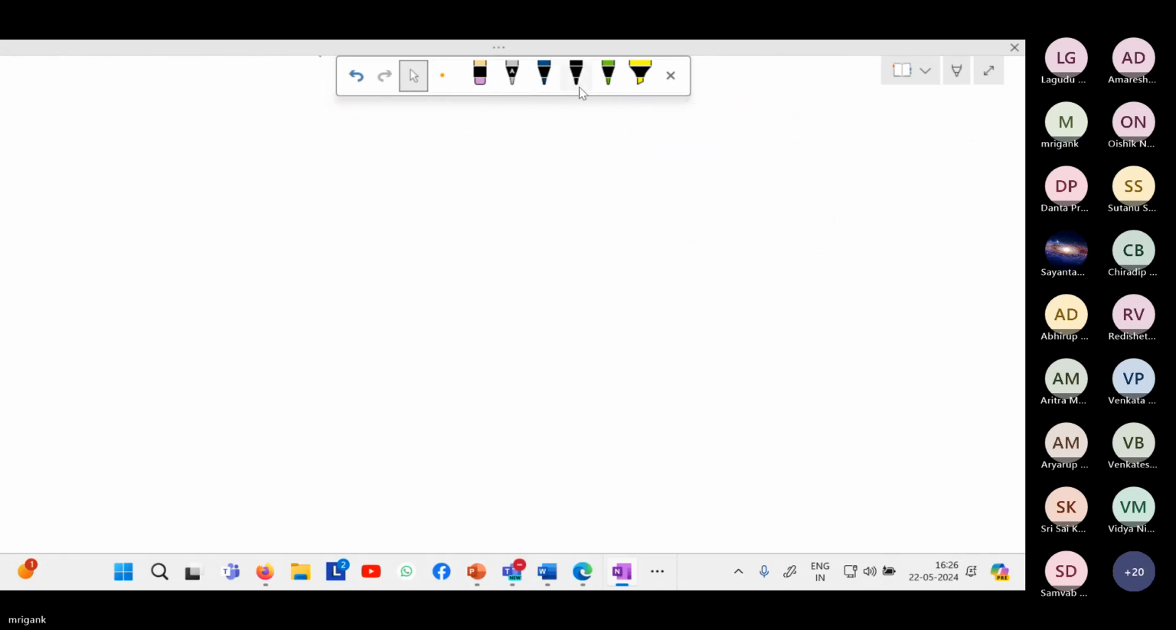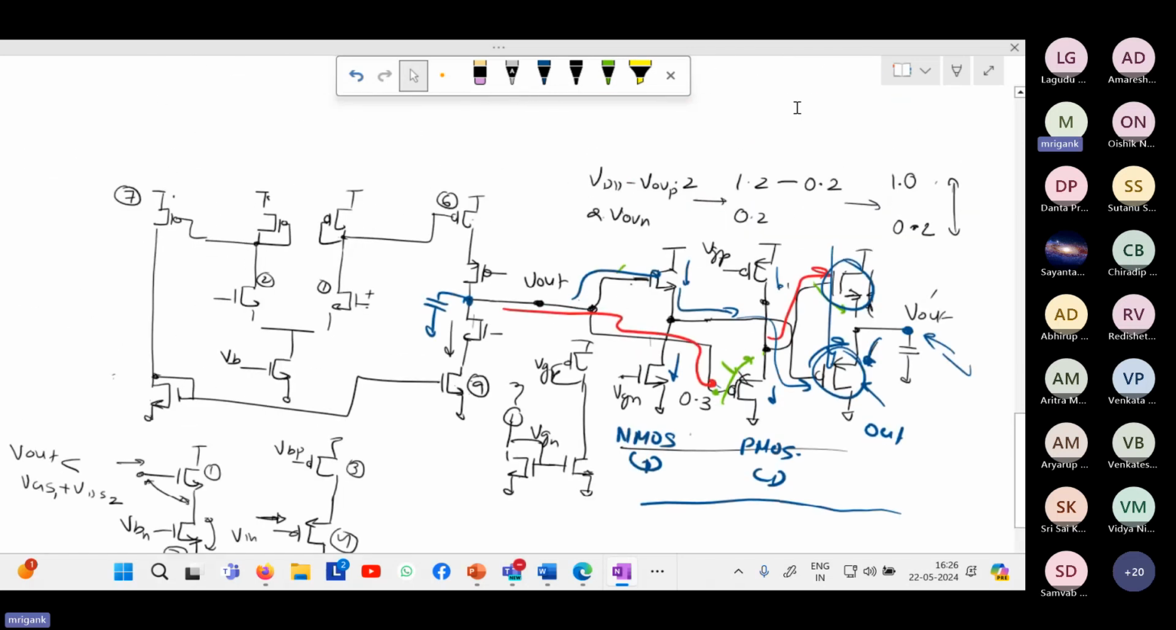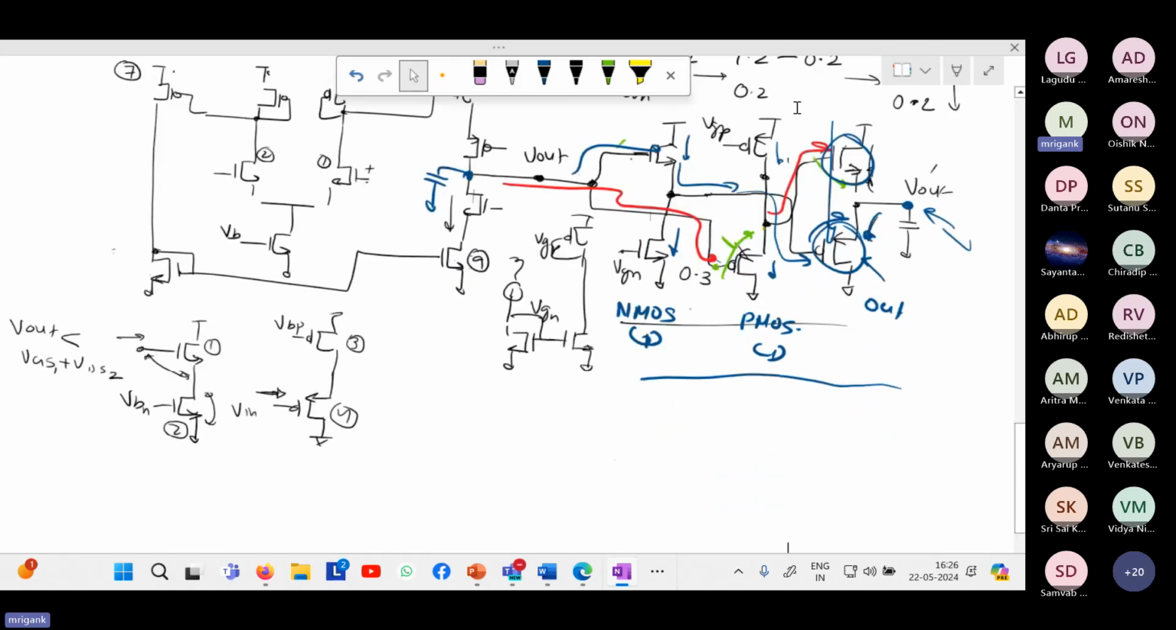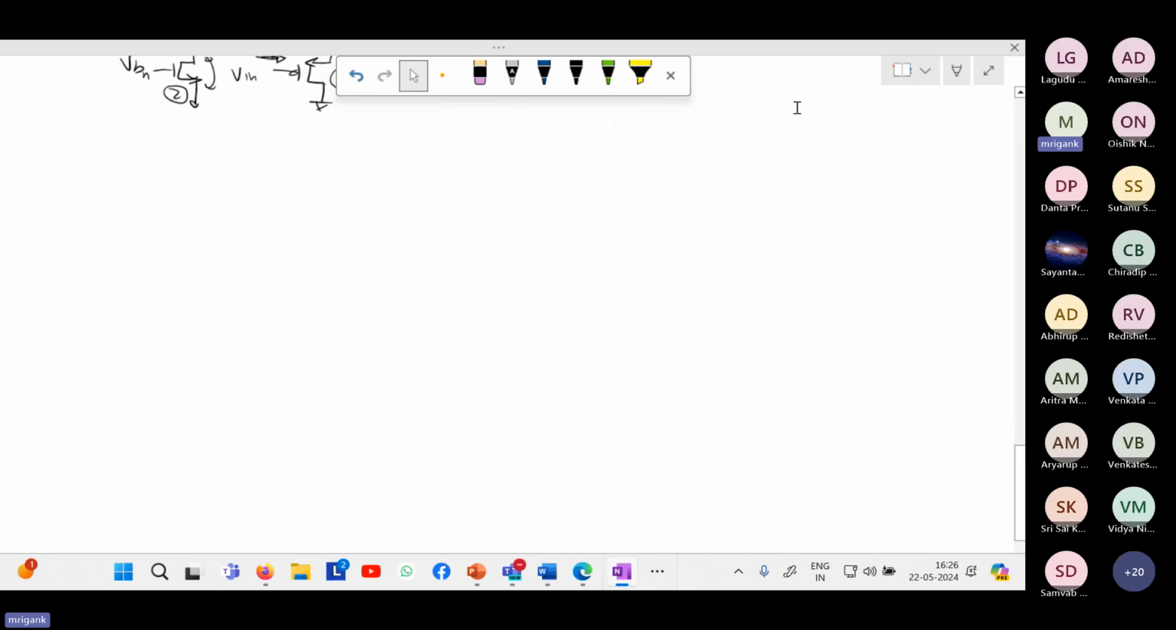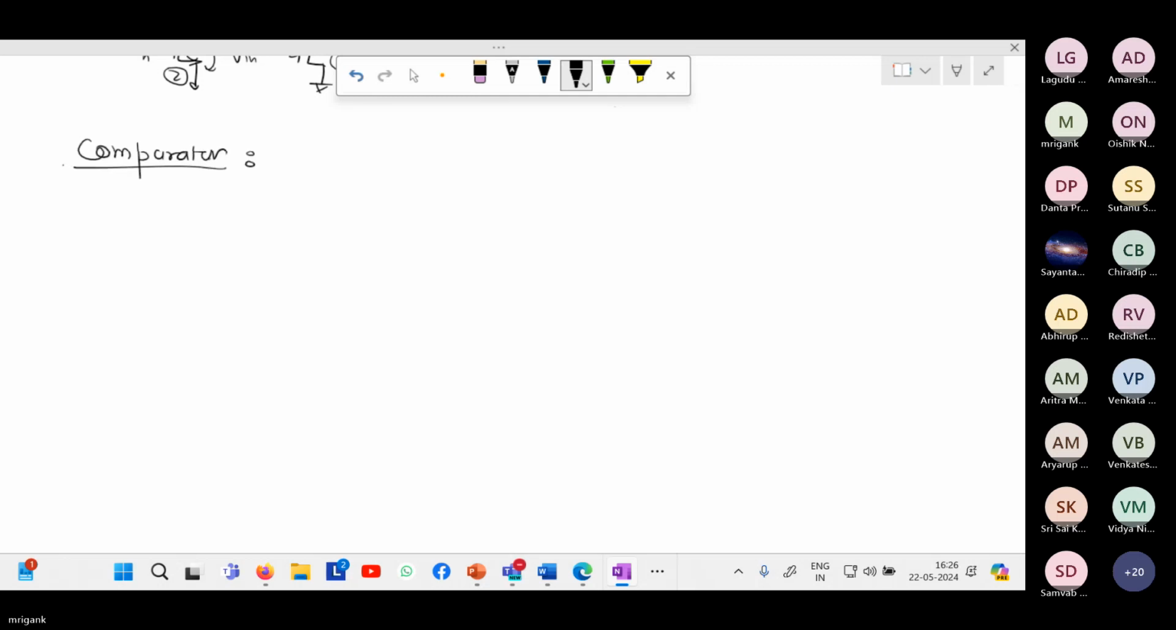Okay, so now let us look at some simulations, or we can cover some more topics. Let me see. Maybe we can cover the comparator. Whatever we have discussed, whatever we have studied so far, it can be seen as a comparator also. It can operate as a comparator as well.